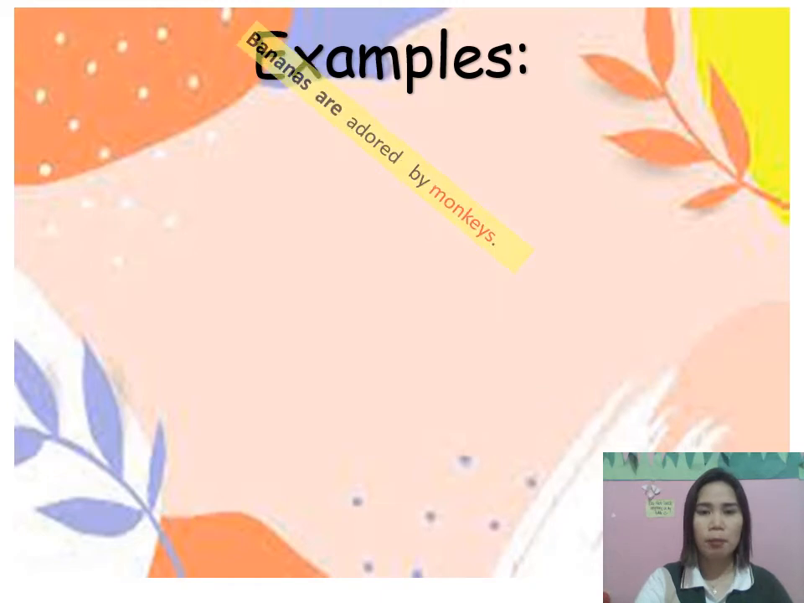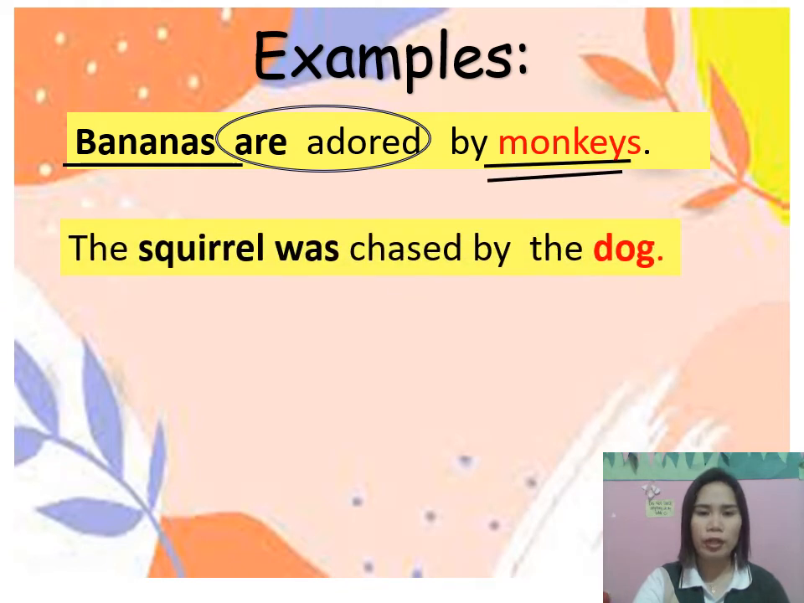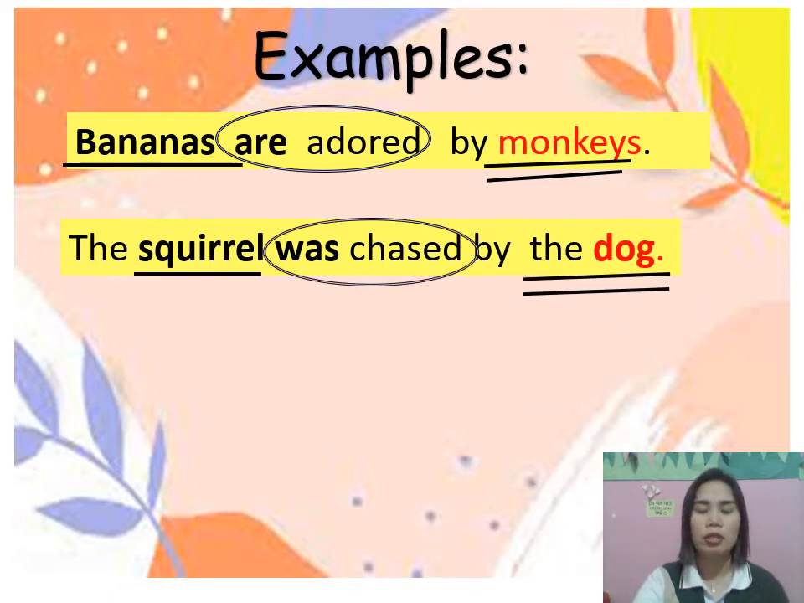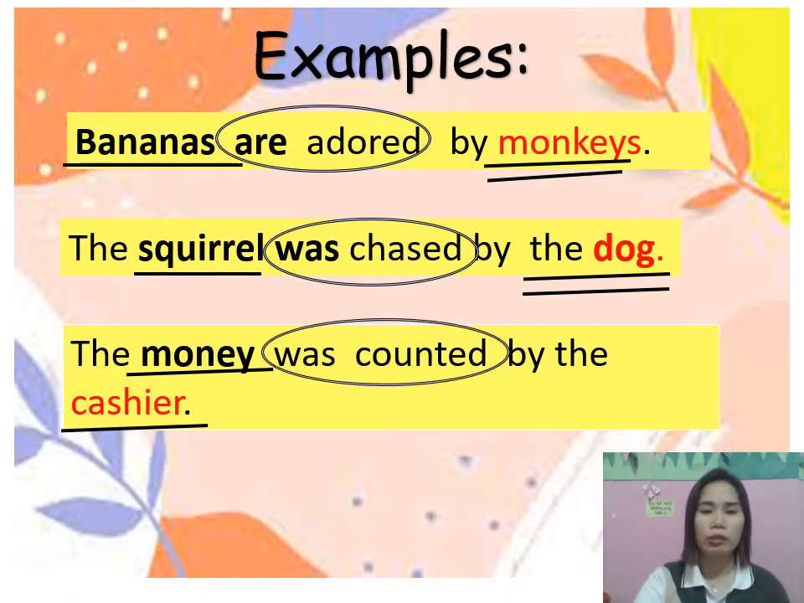Now let's have some examples. First, bananas are adored by monkeys. So bananas is the subject, are adored is our verb, and monkeys our receiver. Next, we have the squirrel was chased by the dog. So squirrel is the subject, was chased is our verb, and dog is the receiver. Next, we have the money was counted by the cashier. So money is the subject, was counted is the verb, and cashier is our receiver. All right, so those are some examples of passive voice.